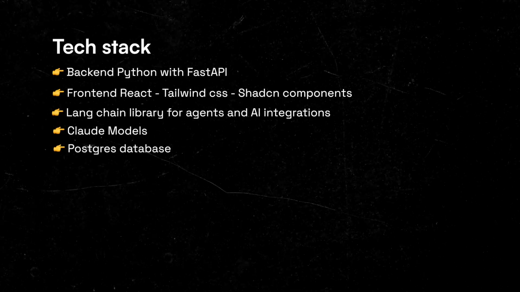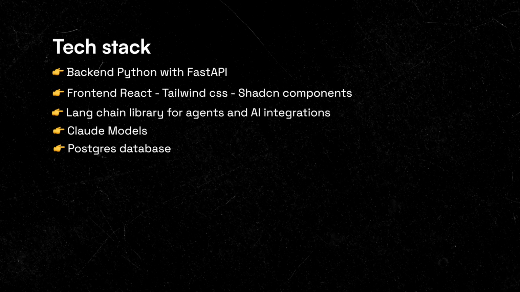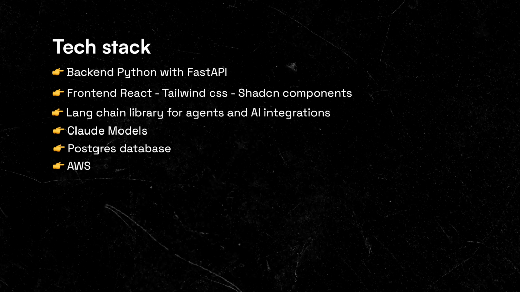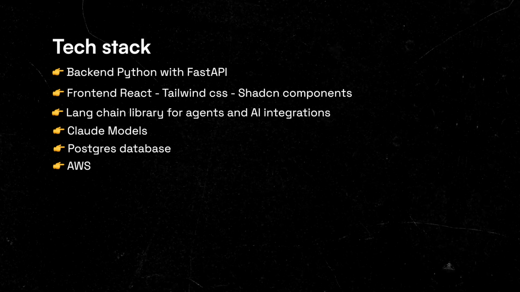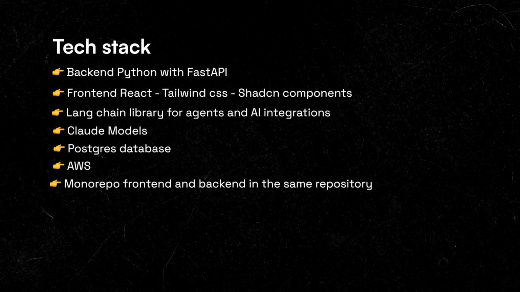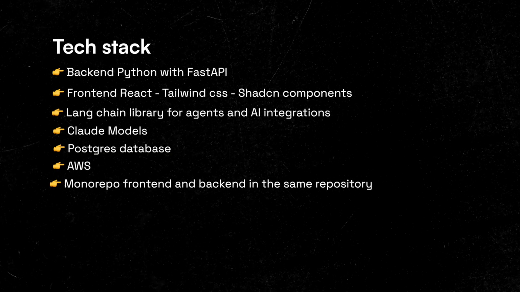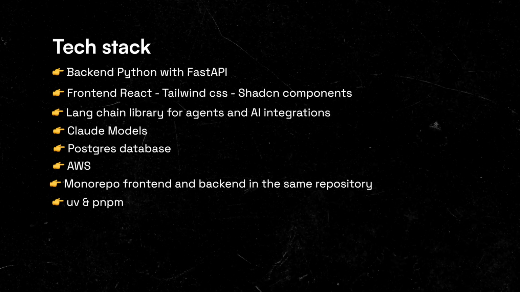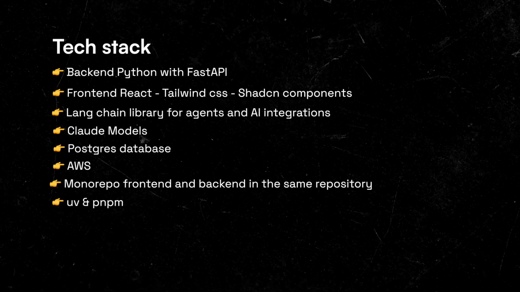Our database will be PostgreSQL, which we'll use for both relational data and vector storage. For deployment, we'll use Docker containers and deploy our application to AWS using Fargate. To manage the code base effectively, we'll set up a monorepo that contains both frontend and backend in the same repository. For package management, we'll use UV for Python dependencies and PNPM for managing our frontend packages.